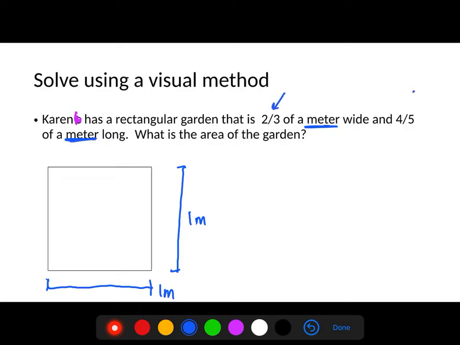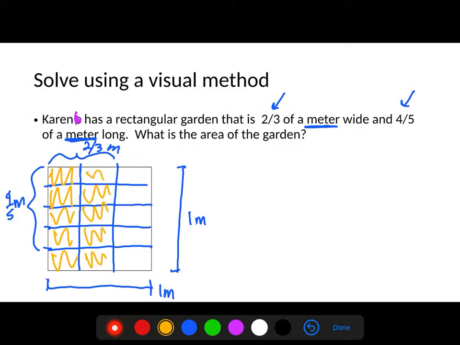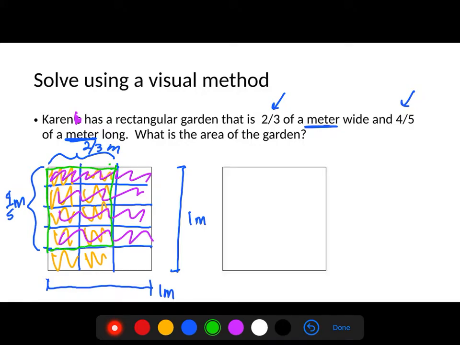And then I can just go ahead and fill in the 2/3 and the 4/5. So here's 2/3 of a meter. Here's 4/5 of a meter. I can turn my linear length and width dimensions, extend them across my square meter, and then shade in 2/3 of a meter all the way down, and shade in 4/5 of a meter all the way across. And I'm looking for the overlapping region right here for my answer.